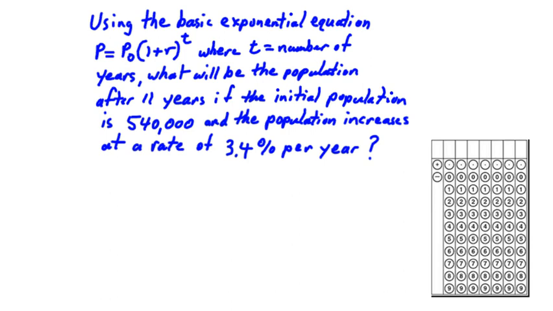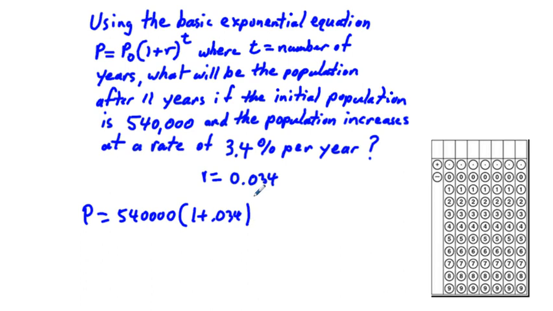Next, using the basic exponential equation, we're given the equation here where t is the number of years. What will be the population after 11 years? The initial population is 540,000, and the population increases at a rate of r equal to 0.034. And so 1 plus r, I'll just write out here, our population is going to be 540,000 times 1 plus 0.034 to the power of t, which is 11.